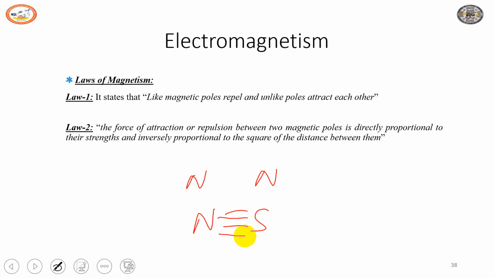Law 2 of magnetism concerns the force of attraction. The magnetic field direction is always from north to south. The force of attraction or repulsion between two magnetic poles is directly proportional to their strengths and inversely proportional to the square of the distance between them. So these are the general laws of magnetism.